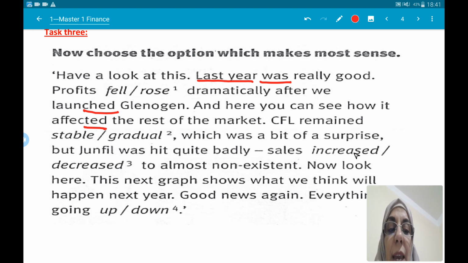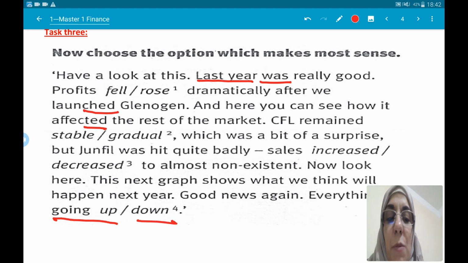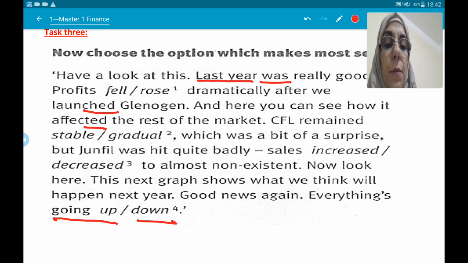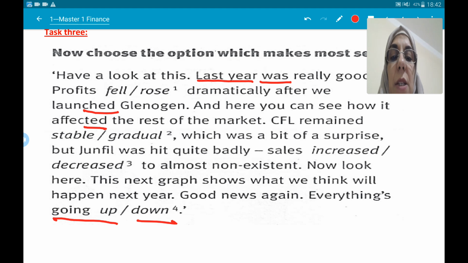So what do we say? Increased or decreased? Now look here. This next graph shows what we think will happen next year. Good news again. Everything's going up or going down. You have to choose one verb or one option. Okay, so have a few seconds to think about the exercise.